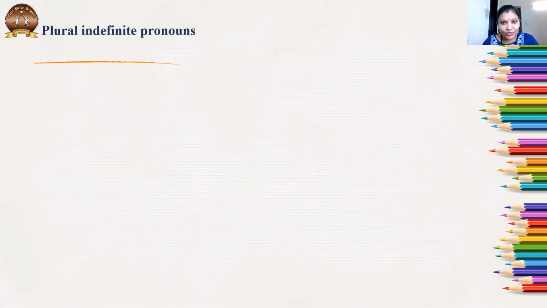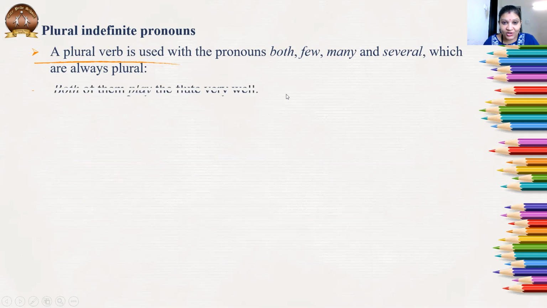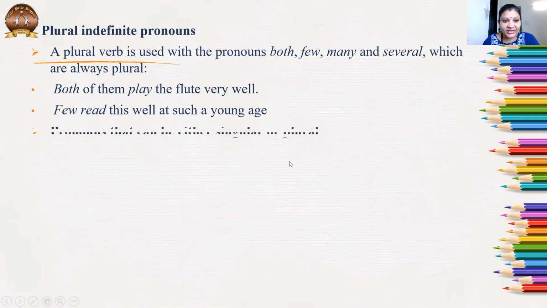So now, plural indefinite pronouns. A plural verb is used for the pronouns both, few, many, and several, which are always plural. These are always used as plurals. You cannot point at them and say, okay, this is one. No, they're always many. Both of them play the flute very well. So here the verb will become plural.